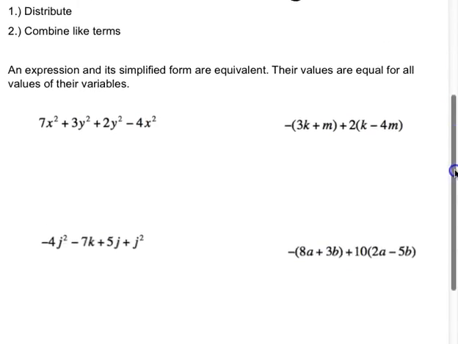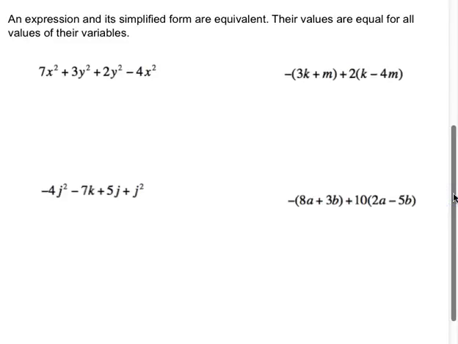So let's take a look at some examples. So here, what I'm noticing is I see the 7x squared and the negative 4x squared are like terms. So I'm going to be able to combine those into a 3x squared. Then I notice the 3y squared and the 2y squared are like terms. So I'm going to combine those to give me a 5y squared. Then obviously that's as far as I can go because the x and the y are not going to be like terms, okay?